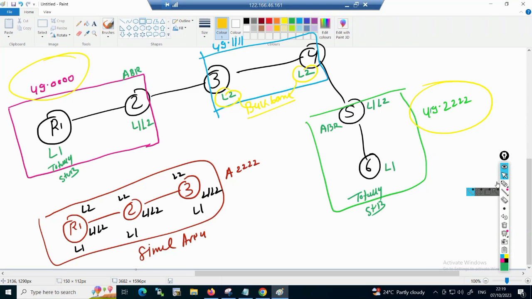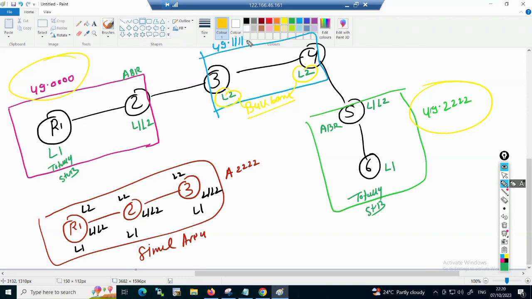What if I keep all the nodes in L2? That will also work, no issue. But the problem will come over there. What kind of problems? This router is going to maintain the complete routing information. That's true. In that case, it will be something like I have kept all the nodes in area 0.